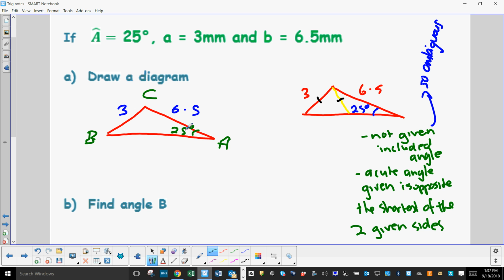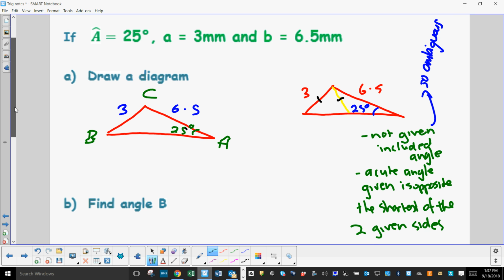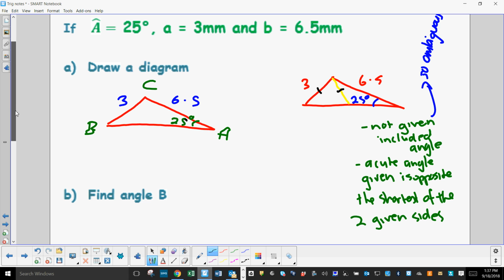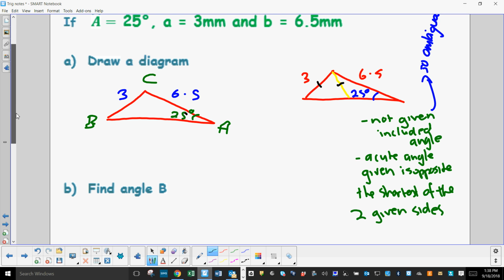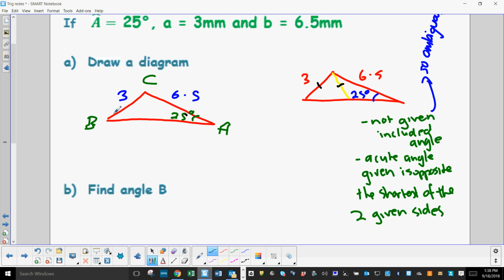So it turns out this one is going to be an ambiguous case, so you just have to be aware of it. Which angle is the one that's going to have two different answers? Angle C or angle B will have two different answers. C? Why do you say C?